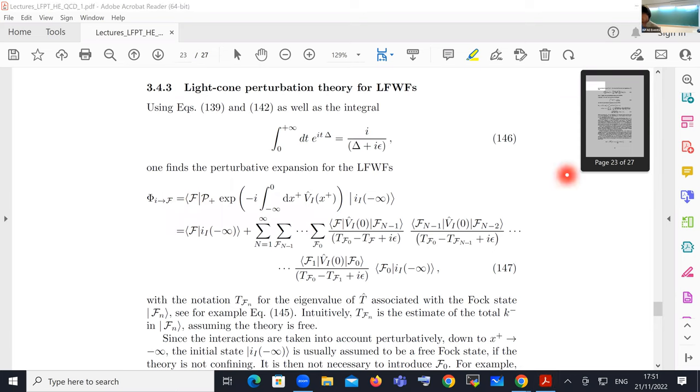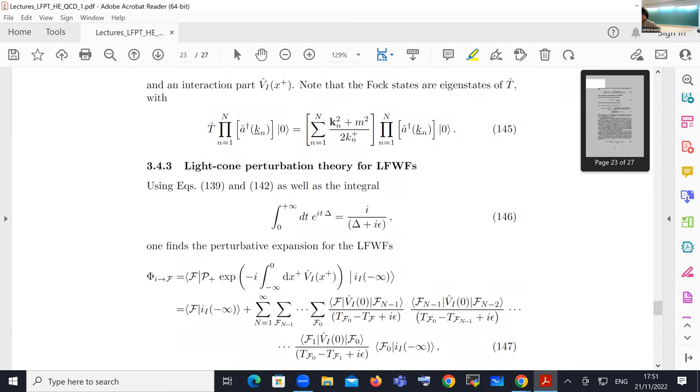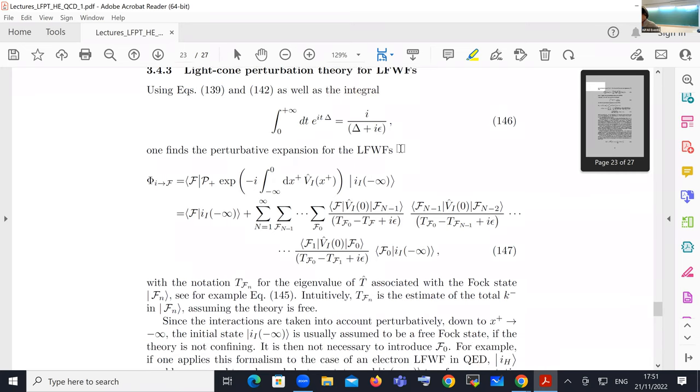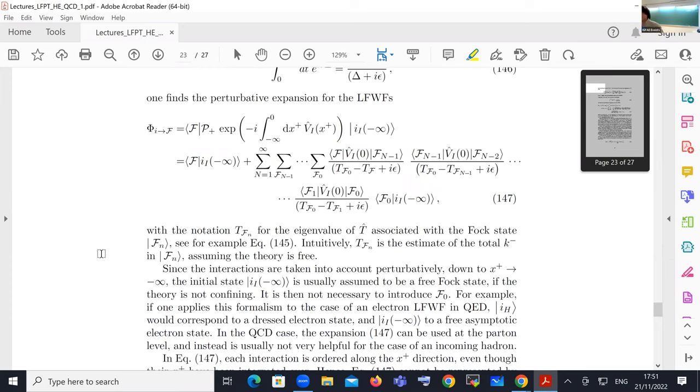So okay, this is a full light front perturbation theory expansion of light front wave functions. I define what these energy denominators are, given by these eigenvalues, the difference of that. And here we just have to look at the matrix element of this interaction operator between two Fock states. Then the whole thing is specified, and it's just a matter of calculation. Of course, it can lead to very nasty and complicated calculations, but it's a full perturbation theory.